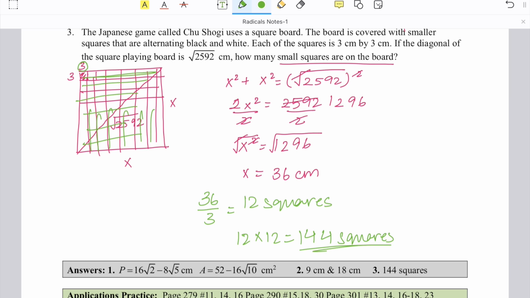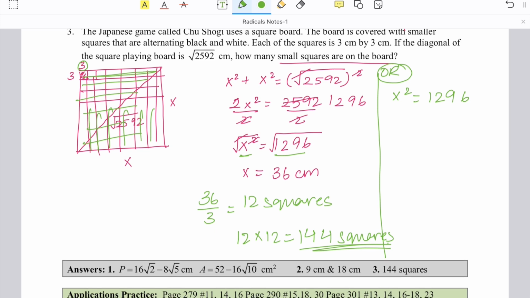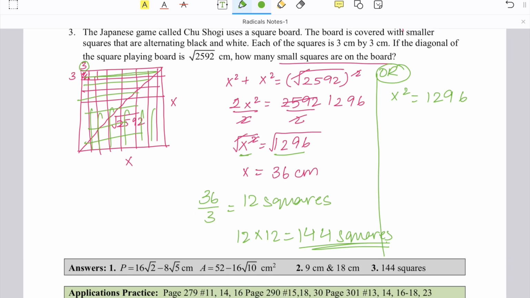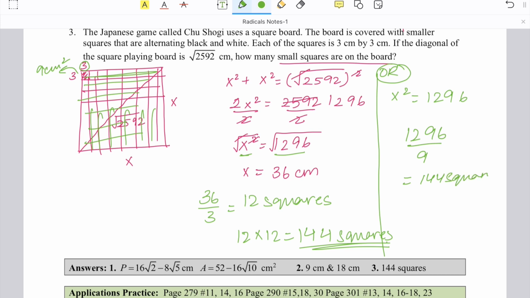You could also just find the area first, because the area of a square is x squared, right? So the second option would be area is x squared. So that's 1296. Once you have the area, you can also divide by the area of one small square. The area of this square is 3 times 3, which is 9 centimeters squared. 1296 divided by 9 is 144 squares. So you can either go this direction or you can do this direction. Okay, questions?